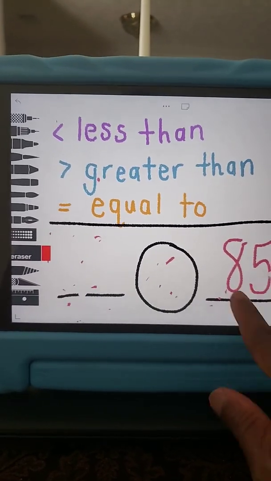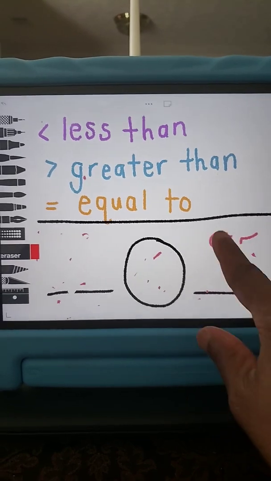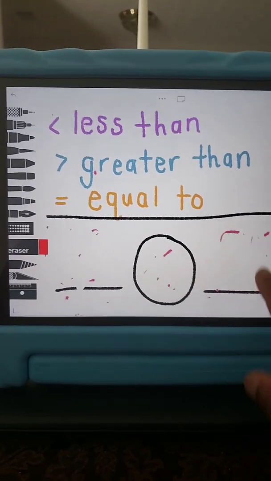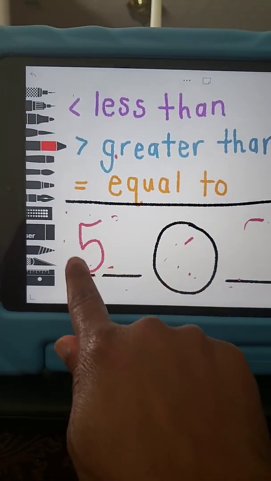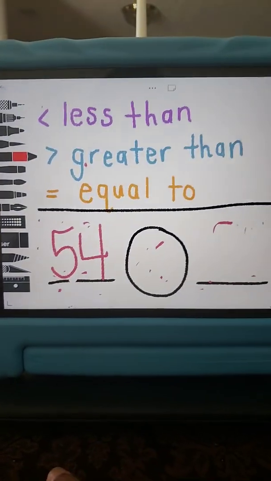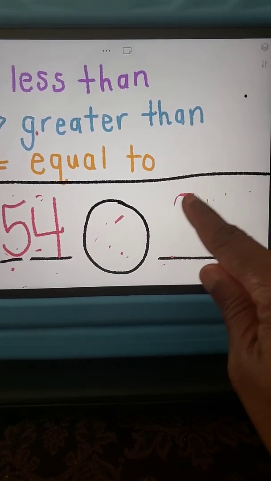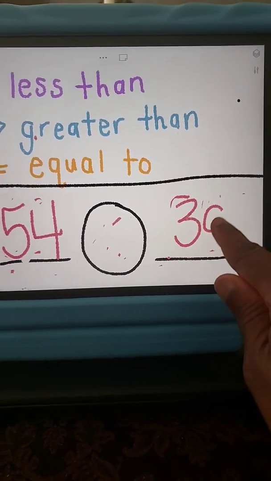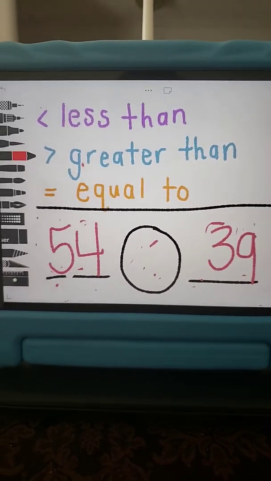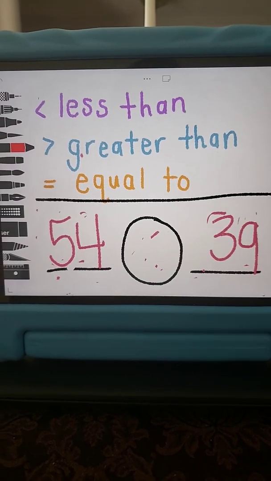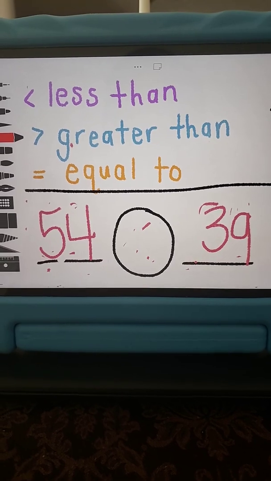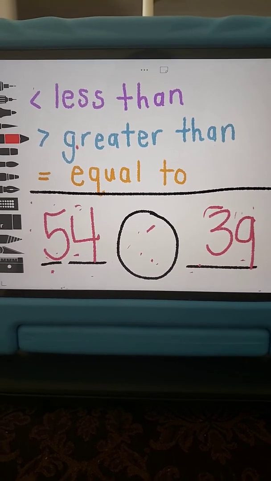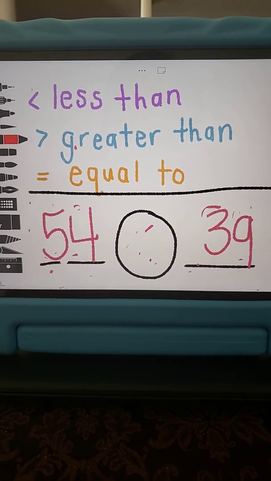All right, let's do the number. Let's see. 54 and 39. All right, boys and girls, which one do you think the alligator is going to want to eat? Yep, it's going to want to eat the 54 because it is the bigger number.